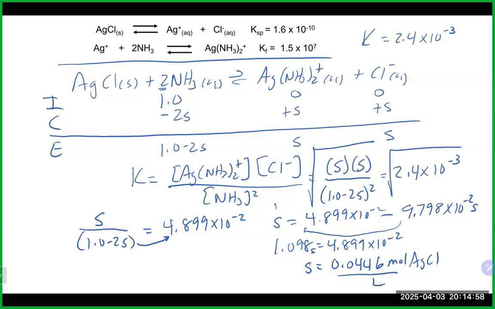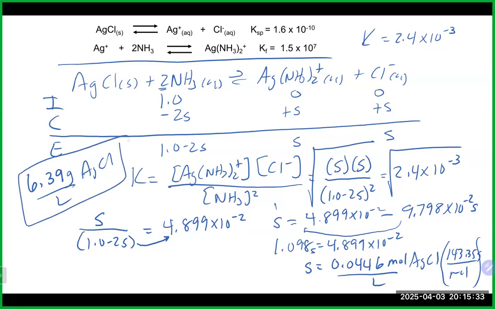Now, if we take silver's molar mass, which I remember is 107.9, I think, plus 35.45 for the chlorine. That's going to give us a molar mass for silver chloride, as we did earlier, 143.35 grams per mole. So we'll times that by 0.0446. That's going to give us a whopping 6.39 grams per liter of silver chloride.